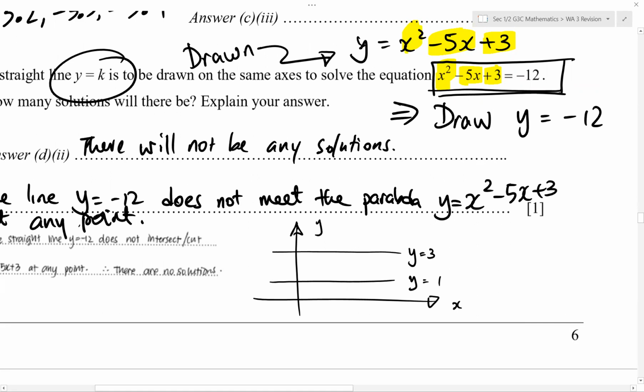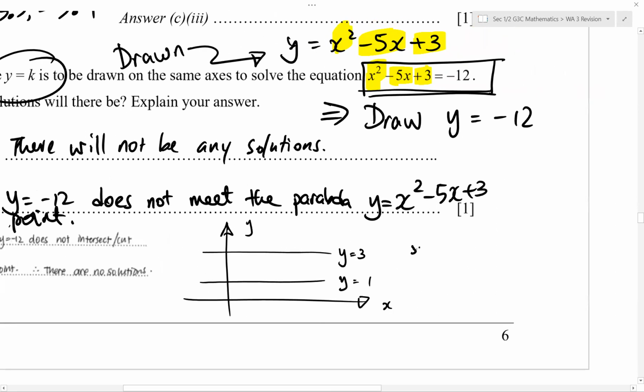So if I ask you to solve simultaneous equations, solve y equals 1 and y equals 3, can you see that this is a nonsense question? There's nothing to solve. Is y equal to 1 or y equal to 3? There is nothing to solve. No solution.